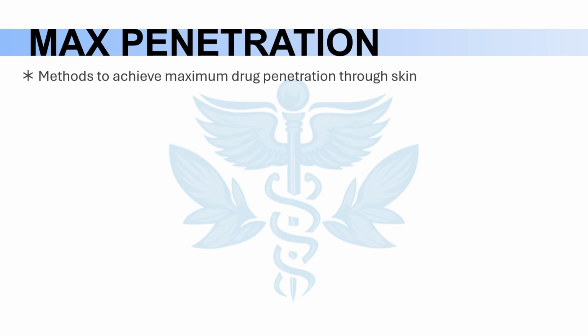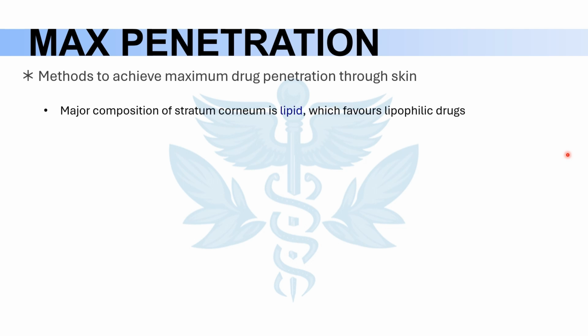Right. So there are 3 points we need to consider to achieve maximum drug penetration. Because at the end of the day, we want the topical preparation we're applying to our skin to be effective. We're not going to waste all that money in research and manufacture of a drug only for it to be perfect, except that it can't penetrate the skin, for example. The major composition of the stratum corneum is lipid, which favors lipophilic drugs. So it makes sense that since the primary interface between the drug and the skin is the stratum corneum, the drug also be of the same nature as the stratum corneum, right?